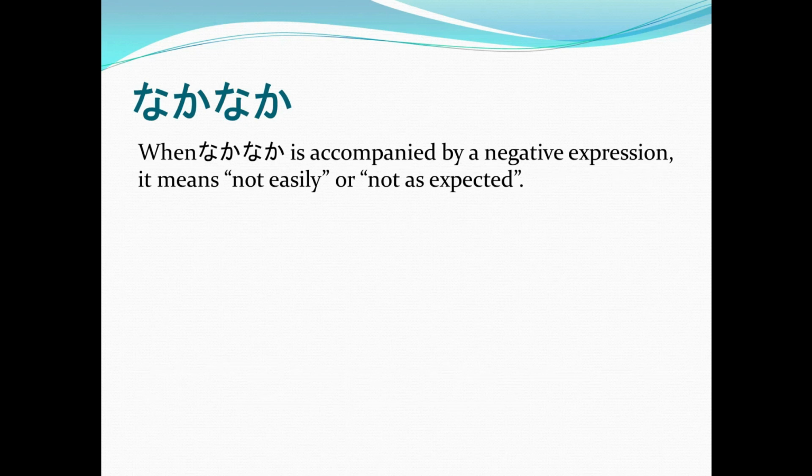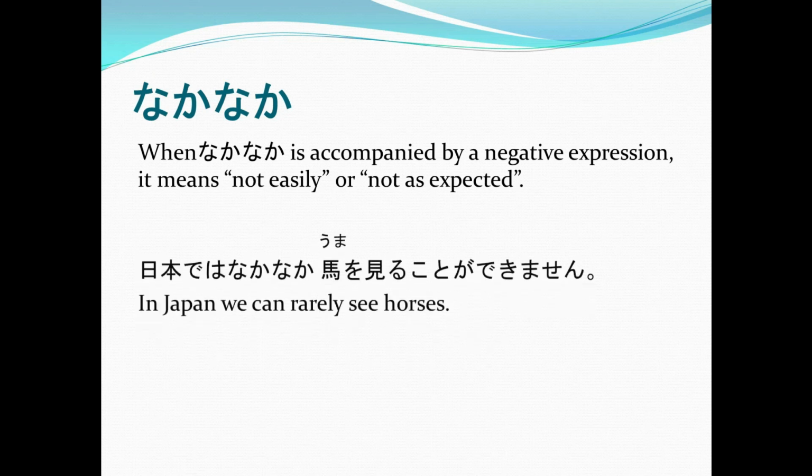Now, let's discuss the word nakanaka. When nakanaka is accompanied by a negative expression, it means not easily or not as expected. Typically, this expresses a surprise or something unexpected about something that you have thought is not good. Example, Nihon de wa nakanaka uma o miru koto ga dekimasen. Again, Nihon de wa nakanaka uma o miru koto ga dekimasen. Or in Japan, we can rarely see horses.